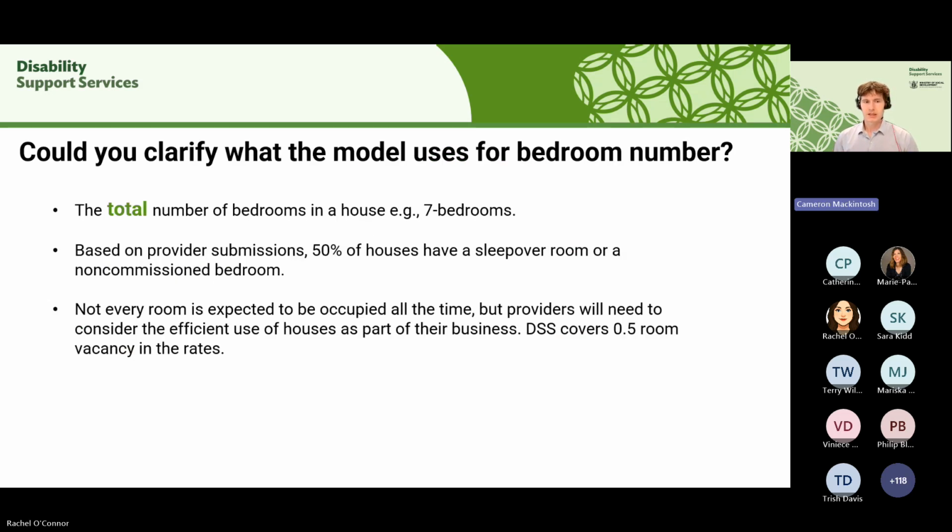What we used in this exercise was the total number of bedrooms in a house. For example, 7 bedrooms. Based on provider submissions, about 50% of houses have a sleepover room or a non-commission room. And so within the model, we built into this a 0.5 vacancy cost to cover vacancies in rooms, noting that for some facilities or houses, there's no vacancies or no non-commission rooms, whereas others have staff available in there.